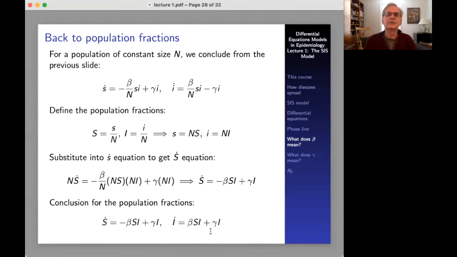I dot works the same way. So we're back where we started from, except that now we know what beta means. Beta is the number of people an infective would infect per day if everybody was susceptible.